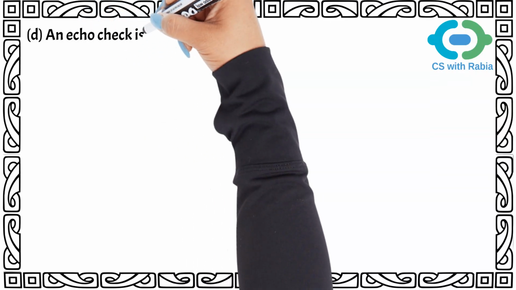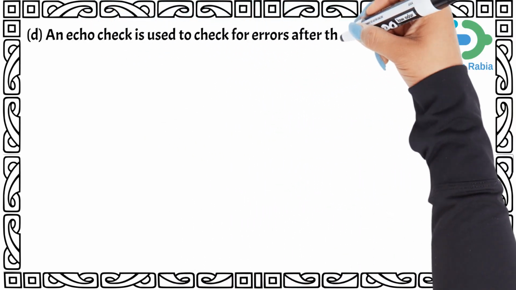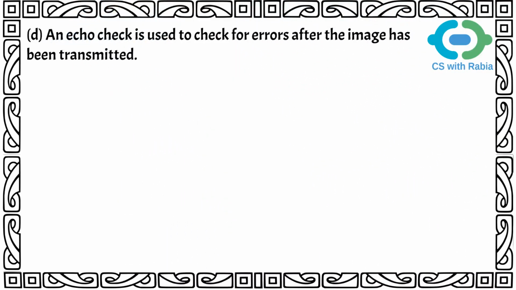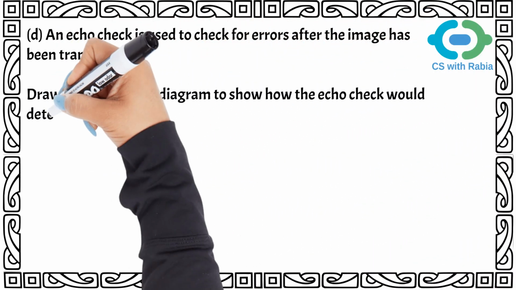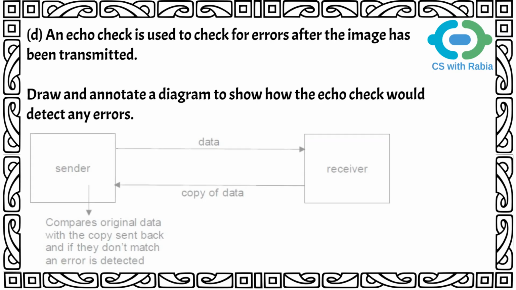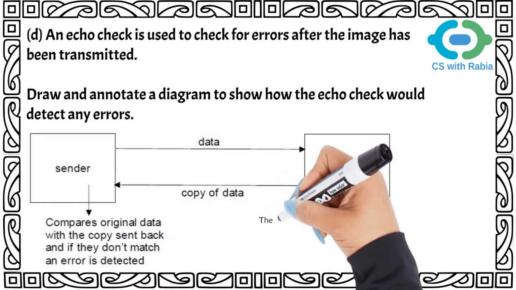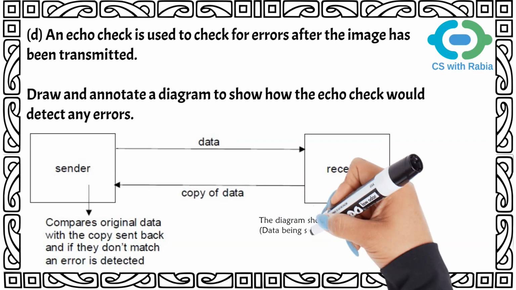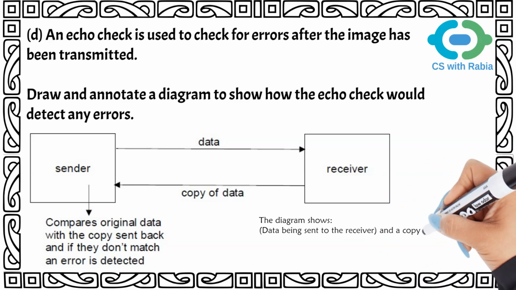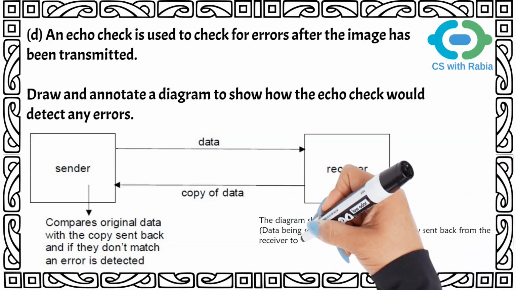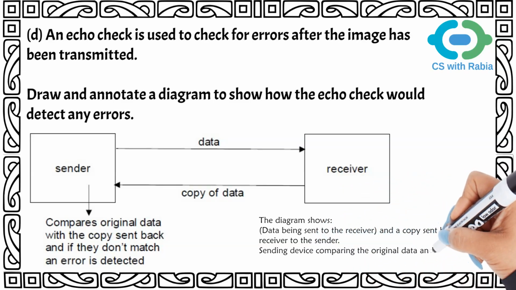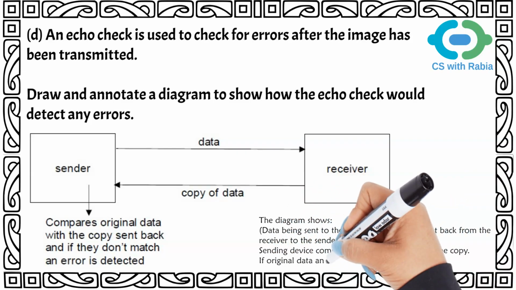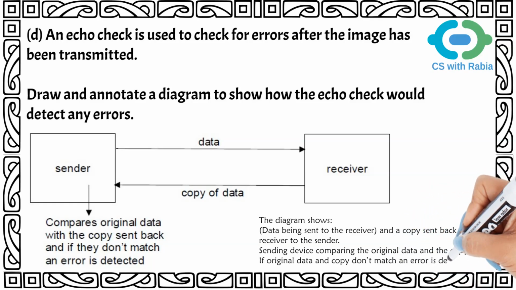An echo check is used to check for errors after the image has been transmitted. Draw and annotate a diagram to show how the echo check would detect any errors. The diagram shows data being sent to the receiver, and a copy sent back from the receiver to the sender. Sending device comparing the original data and the copy. If original data and copy don't match, an error is detected.